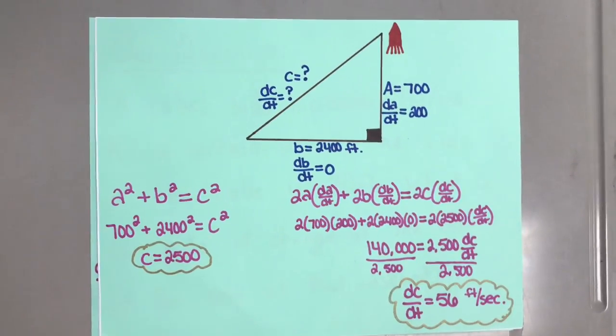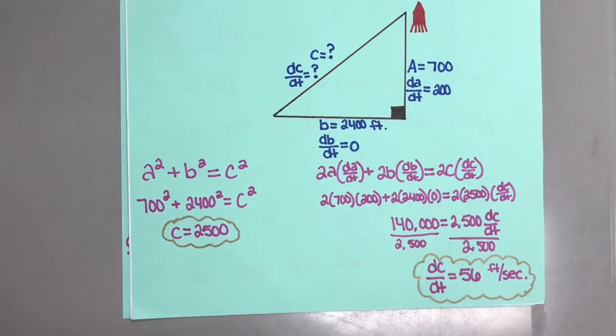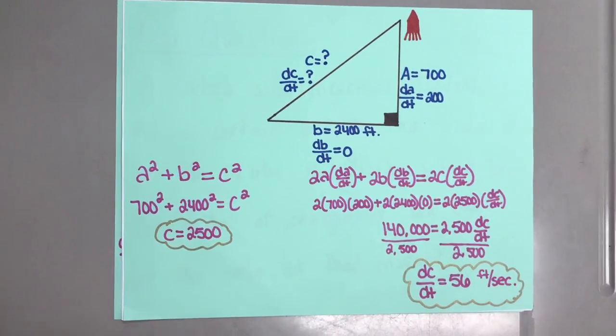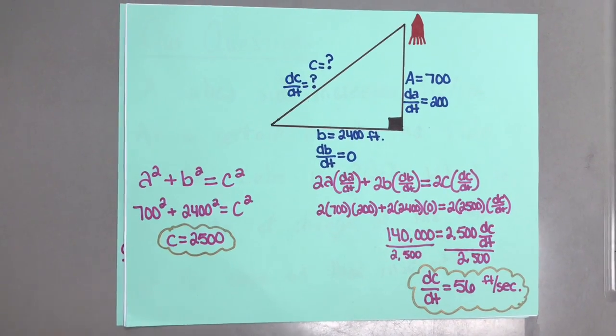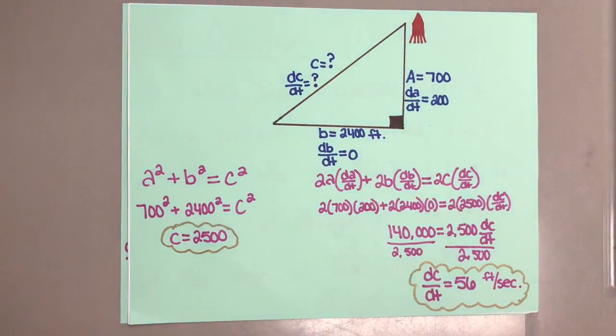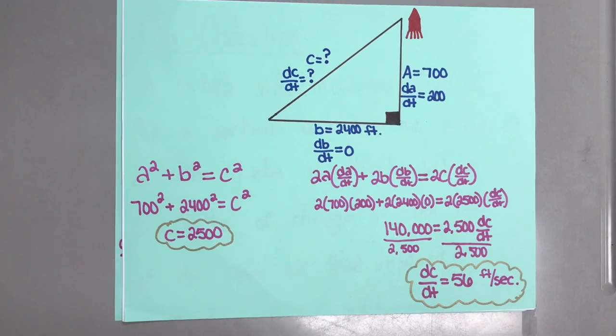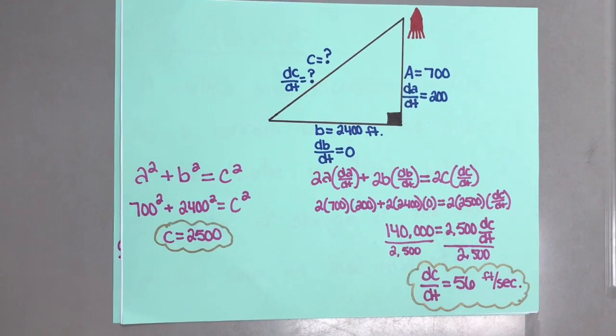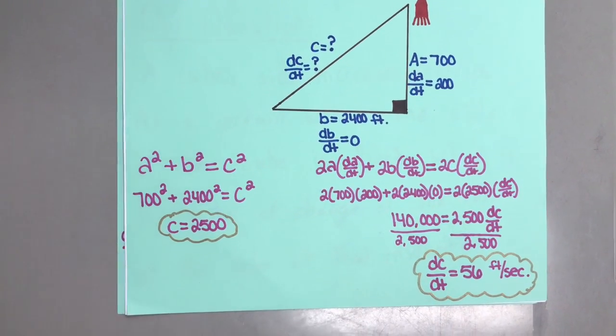After doing that equation, we have 1,400,000 equals 2,500 times dC over dt. We have to divide by 2,500 on both sides, and after doing that, we find that dC over dt equals 560 feet per second.